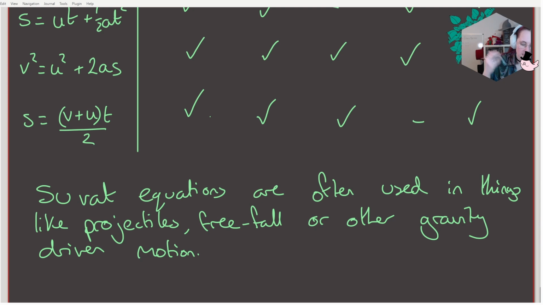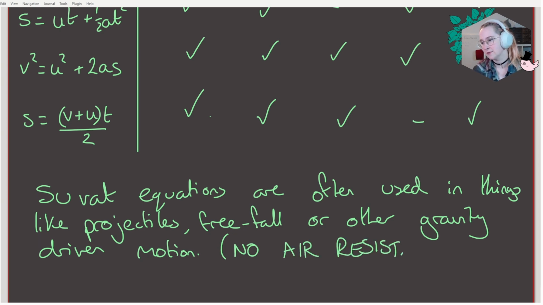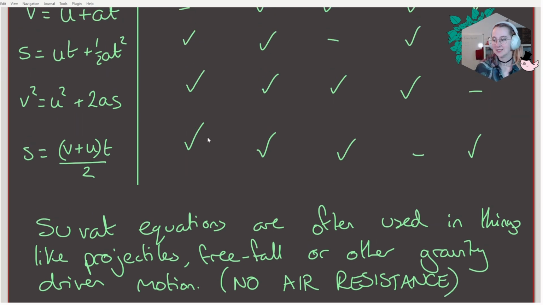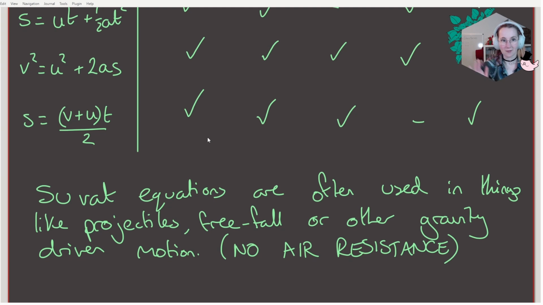And in particular, gravity only works in the vertical. So with a projectile, where we know air resistance, air resistance is the bane of nice, simple kinematic equations, okay? It's no air resistance here.